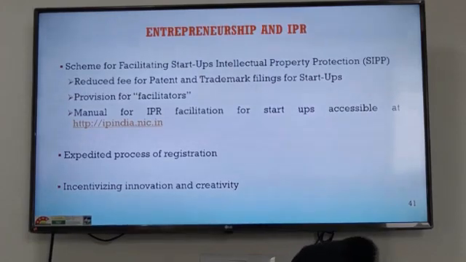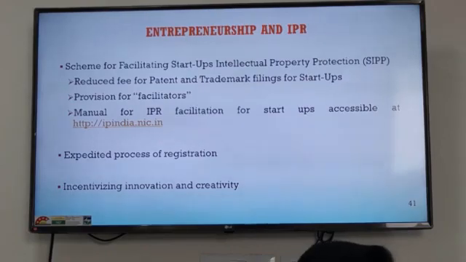There are individual IP lawyers who are empaneled as facilitators with the government, and they will be able to assist you to a great extent, obviously within limits, in applying for registration of your patents or your trademarks. You will be able to pick somebody from the list of approved facilitators, and they will apply for registration of your IP on your behalf, and the government will be paying them the fee.